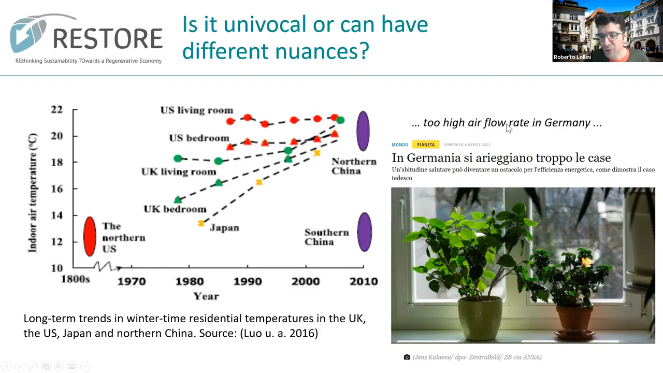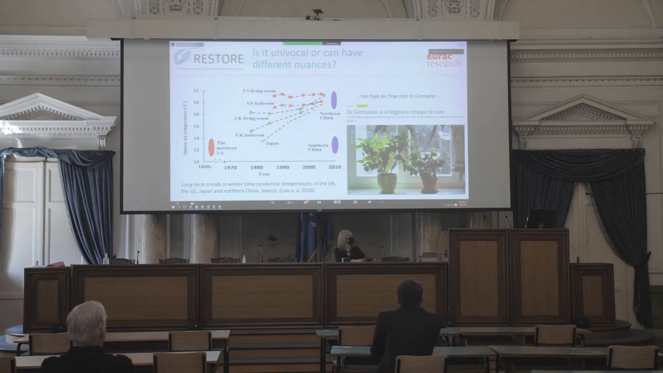I reported here, sorry, the title is in Italian, but it was a news item from a few days ago, saying that in Germany they are used to opening the window for too long a time. So their airflow rate is too high. But there are also some cultural reasons. There are some small plants in front of the window, so they cannot open the window completely, so they use other kinds of small openings, and so they have to keep the window open for a longer time, and this also makes the walls cooler, and so this affects the energy efficiency of the whole building.